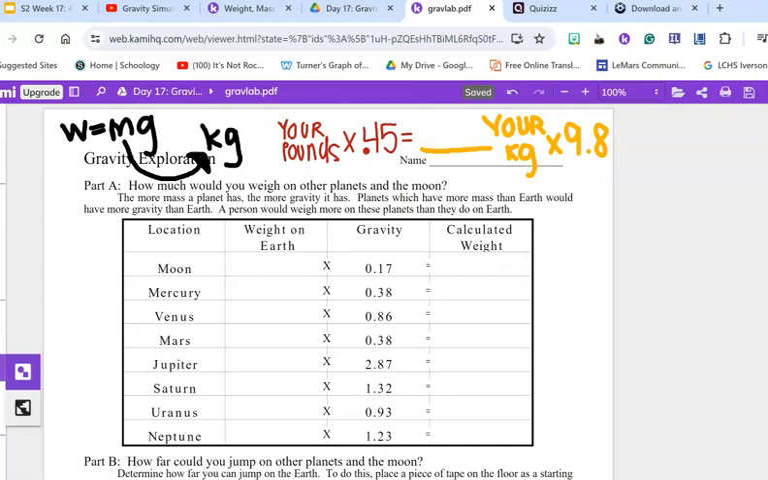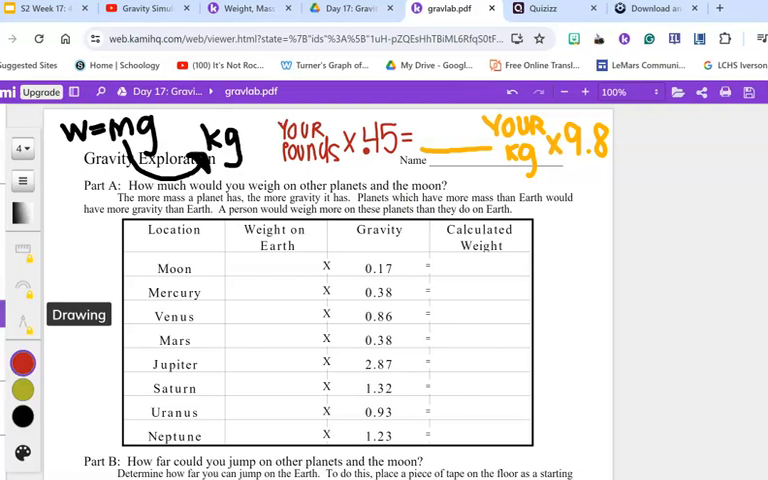The problem is that you don't know your kilograms. Because we're in the United States, we use pounds. We don't know our kilograms. So the first thing I need you to do in figuring out your weight on Earth is to take your pounds, whatever you'd weigh when you step on a scale, times 0.45.